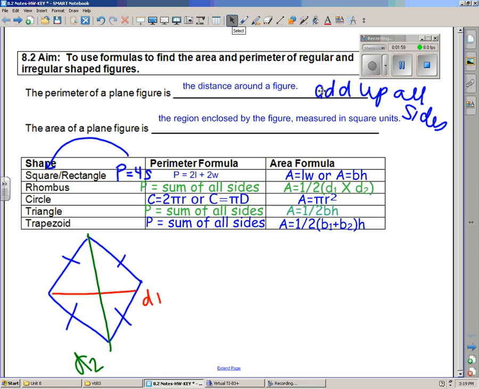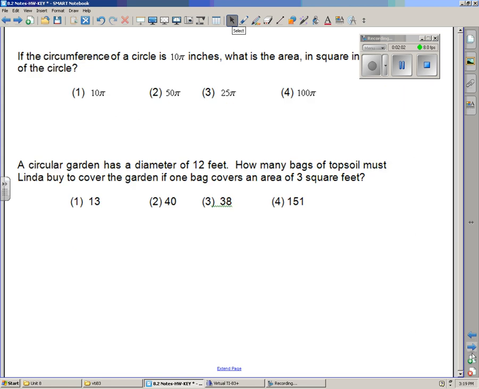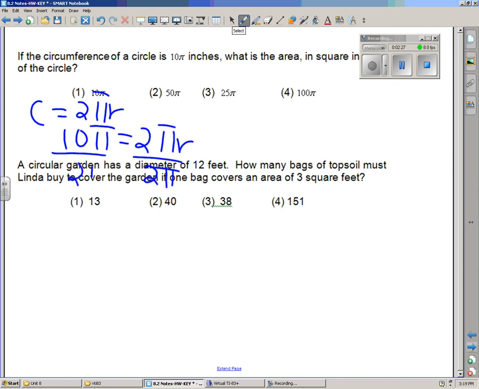Okay, so when we start doing the math, again, feel free to have your calculator. I'm going to go back and forth between the calculator or not. If the circumference of the circle is 10 pi inches, what's the area of the circle? Circumference, we know, C equals 2 pi r, and we also know that 10 pi is the circumference. So 10 pi equals 2 pi r. To find the radius, I could divide both sides by 2 pi, and the radius is equal to 5, because anything divided by itself, 2 and 2, pi and pi, is just 1. So 10 over 2 is just 5.